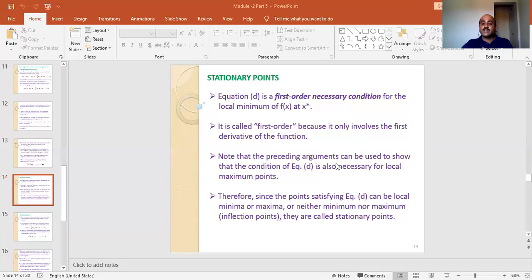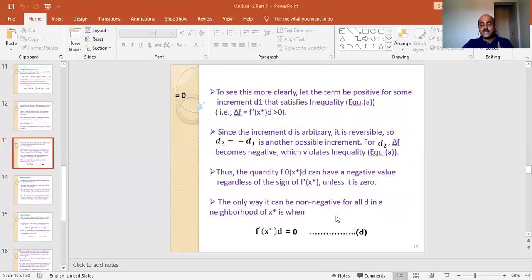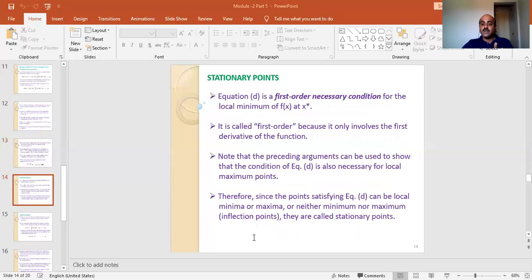Note that the preceding arguments can be used to show that the condition in equation d is also necessary for a local maximum point, so you can show it for maximum point also. Therefore, since points satisfying equation d can be local minima, maximum, or neither minimum nor maximum, they are called stationary points. The points which satisfy this condition are said to satisfy the first order necessary conditions.